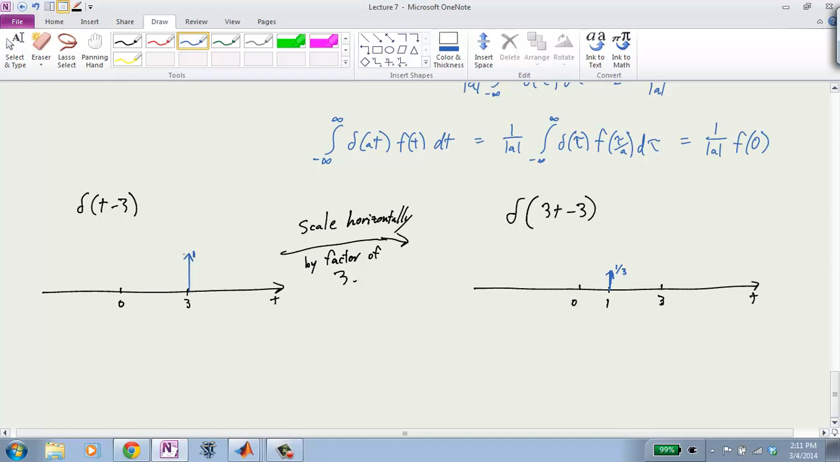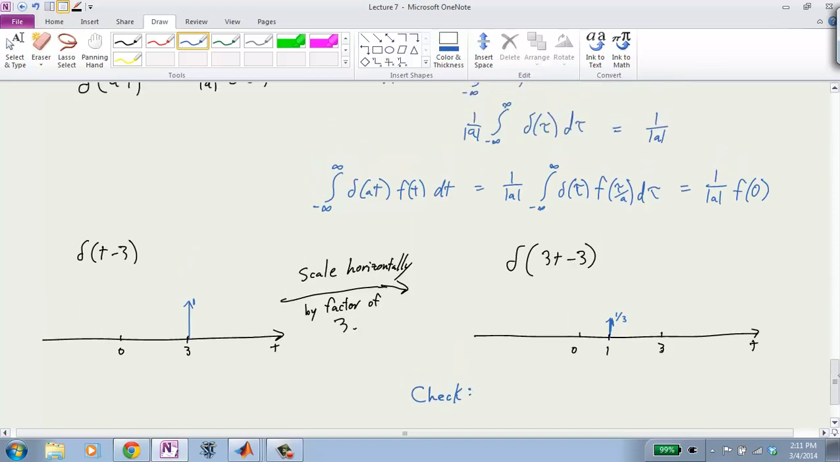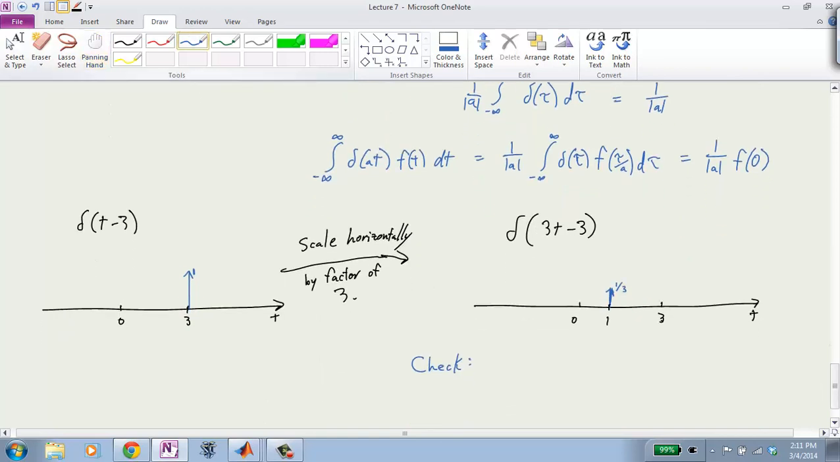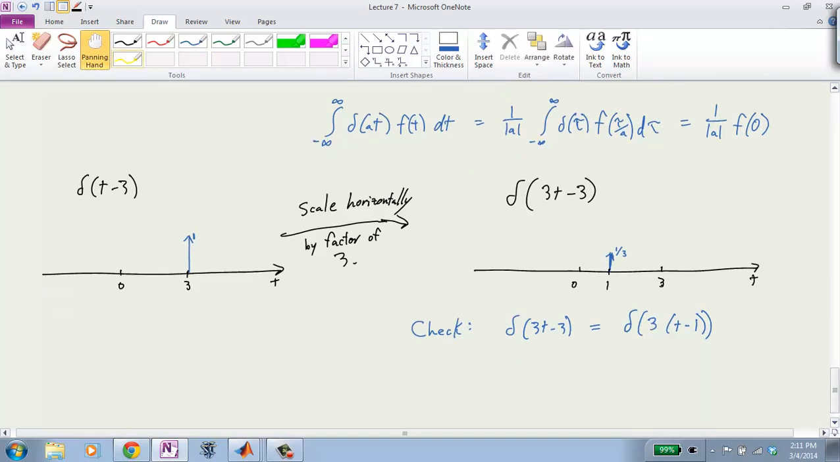So what that means is, well, let's check. Why is this true? We just had a formula that said if we scale delta like this, we get a constant out front. So let's do that here. Let's take our delta function, delta of 3t minus 3 equals delta of 3(t minus 1). Now, forget about the t minus 1 for a minute. We now have a scaling factor of 3, right? So we should say that equals 1/3 delta of t minus 1 using our formula. Okay, so there's the 1/3.